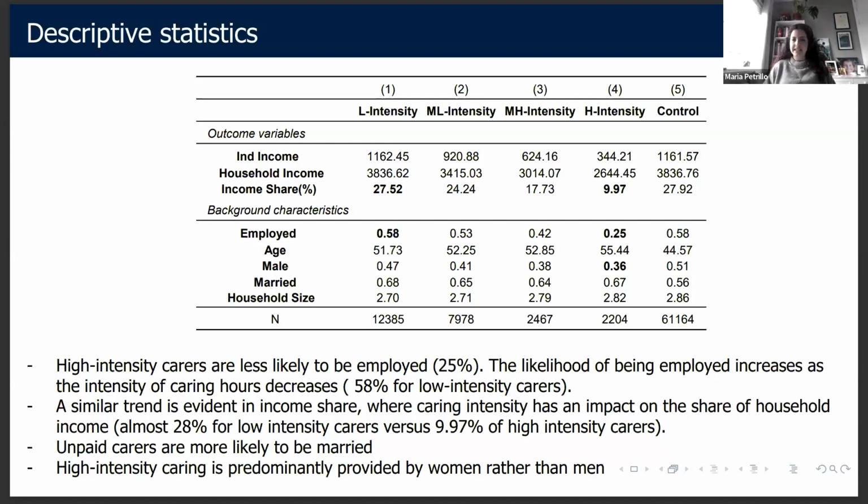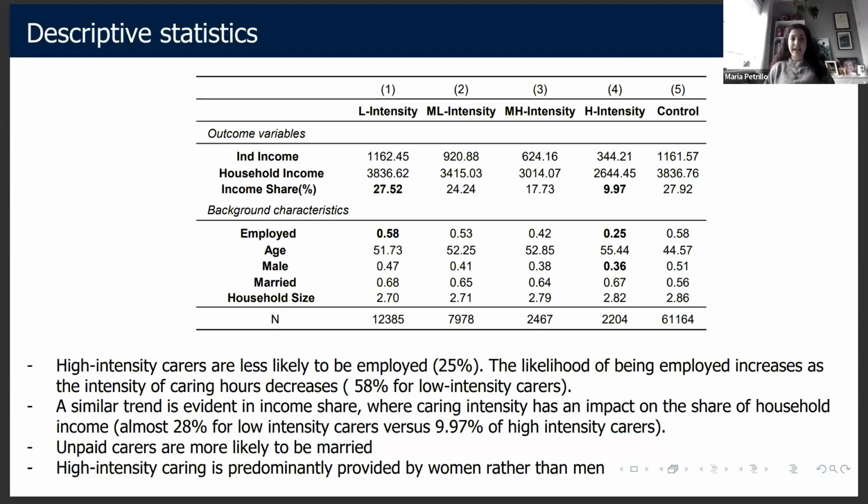So we have 58% for low intensity carers in the likelihood of being employed against the 25% for high intensity carers. A similar trend is also shown by income share, which is again how much I participate with my personal income, my individual income, to the household income. Now, low intensity carers contribute nearly 28% to the household income, while high intensity carers contribute only 10%.